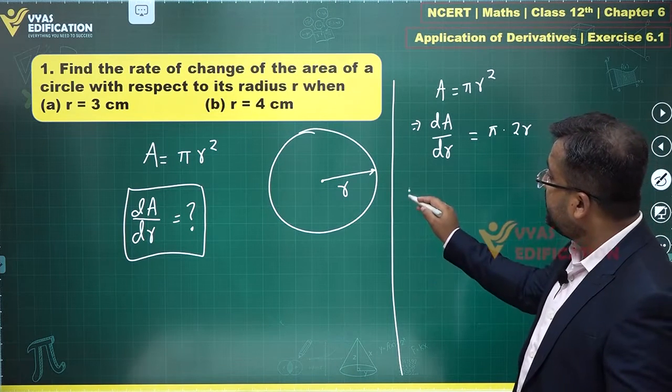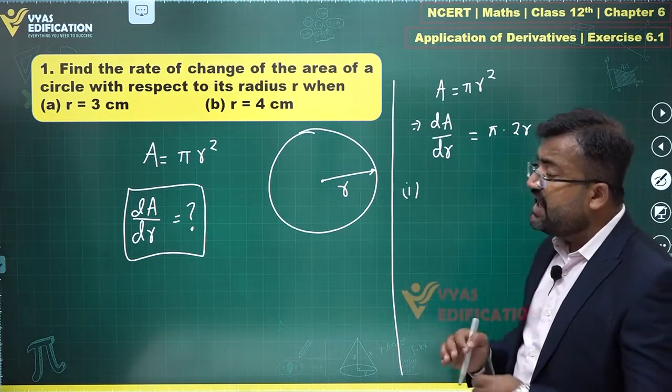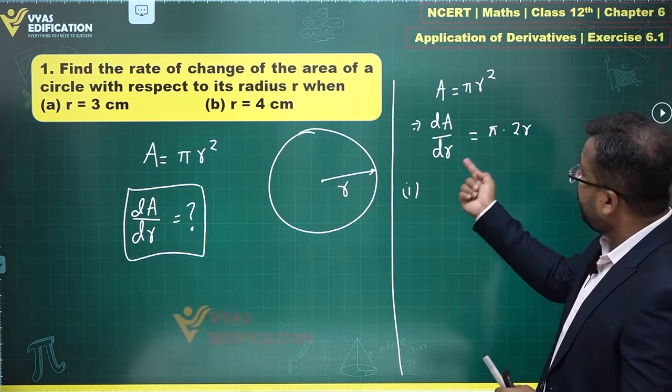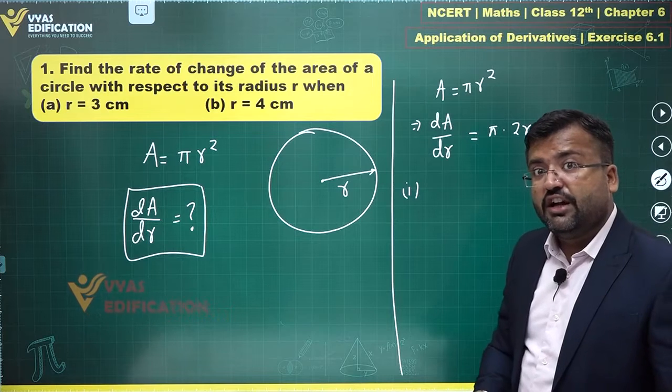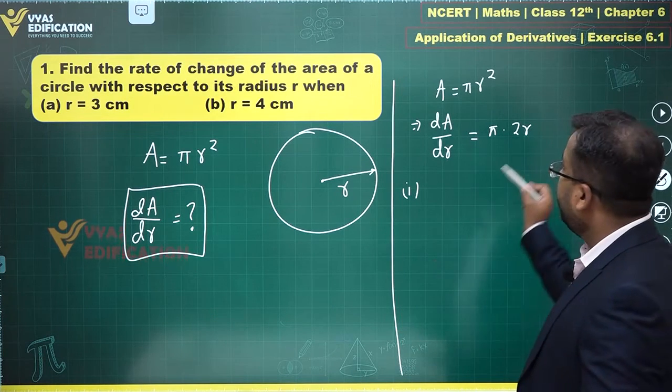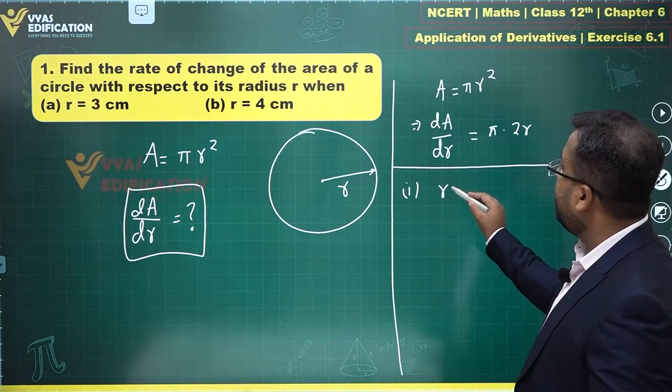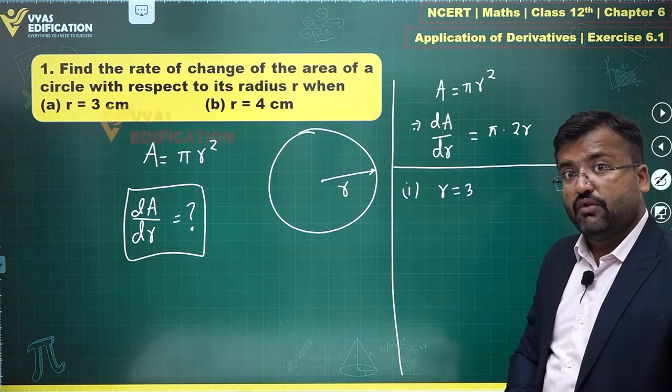In the first part, you may observe that you require the value of radius to find the exact rate of change. The rate of change depends on the radius. So you're given that in the first part r equals 3 centimeter.